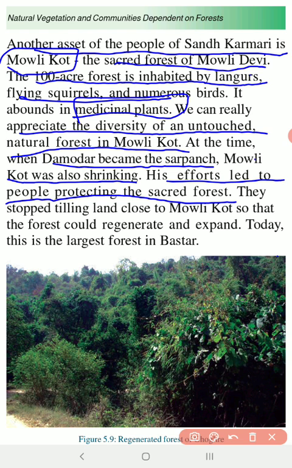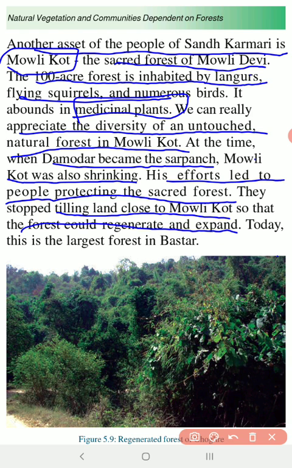He continued to make efforts in such a way that people themselves came to protect their own sacred forest, Mauli Kot. They stopped tilling the land close to the Mauli Kot. They stopped extending their agricultural land into the Mauli Kot, so that the forest can regenerate and expand.